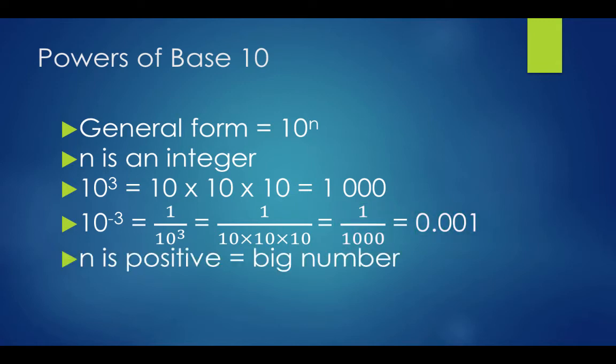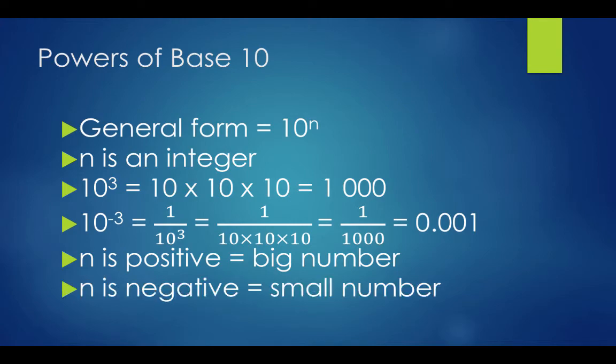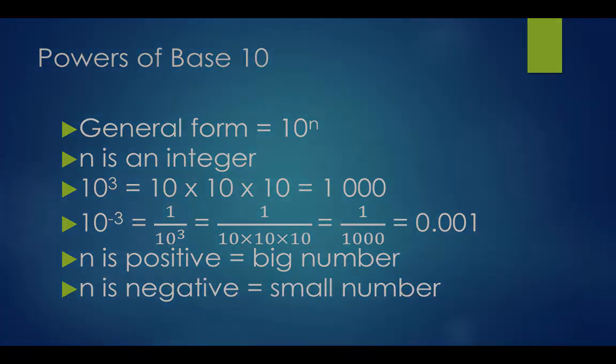If n is a positive exponent, then you end up with a large number. If n is a negative exponent, then you have a small value.